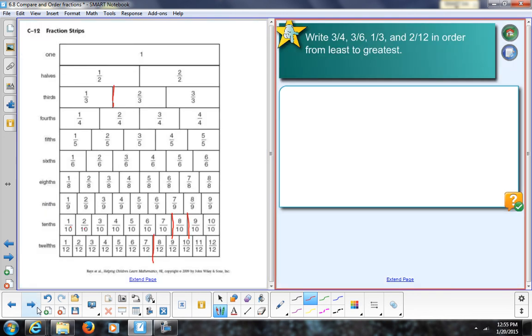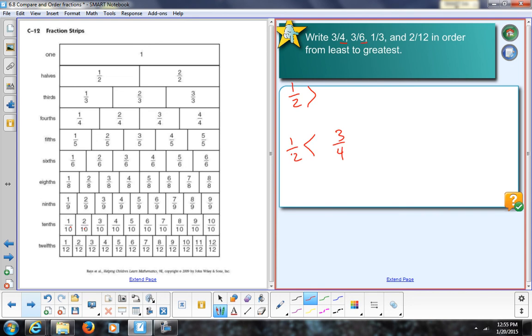All right, let's take a look at another one. All right, 3/4, 3/6, and 2/12. Let's look at my halfway point. So the ones that are less than 1/2. 1/2 of 4 is 2. So 3 is bigger than 2, so that's going to be bigger. So 3/4 is bigger than 1/2.